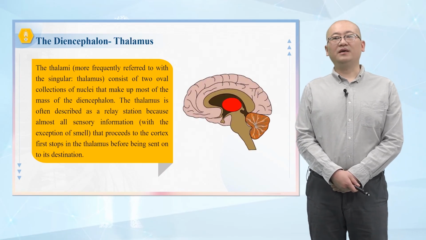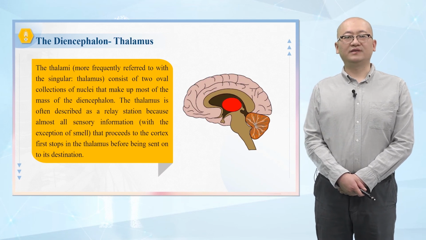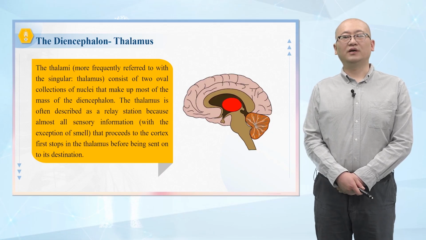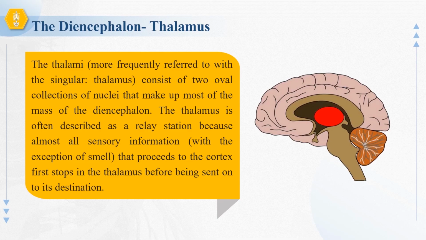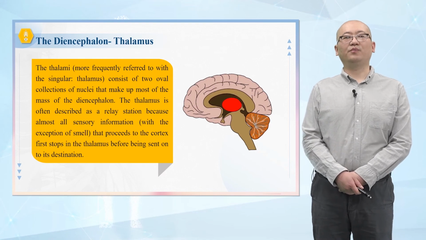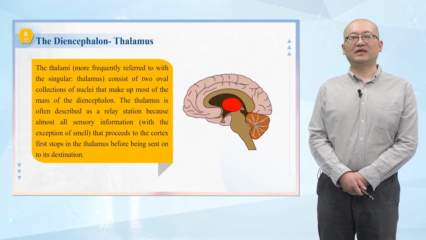The thalami, most frequently referred to with the singular thalamus, consist of an overall collection of nuclei and make up most of the mass of the diencephalon. The thalamus is often described as a relay station because almost all sensory information, with the exception of smell, that is processed by the cortex first stops in the thalamus before being sent on to its destination.